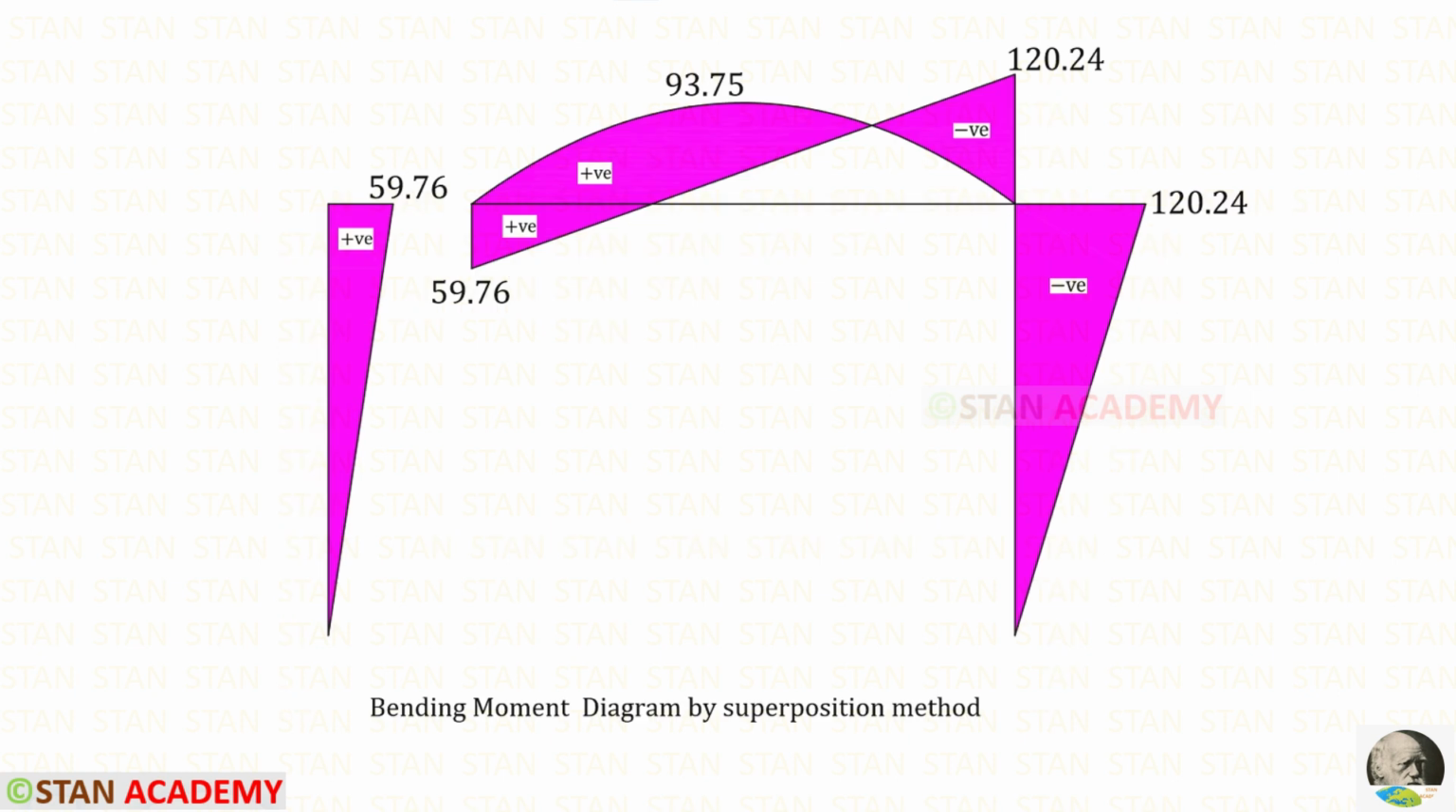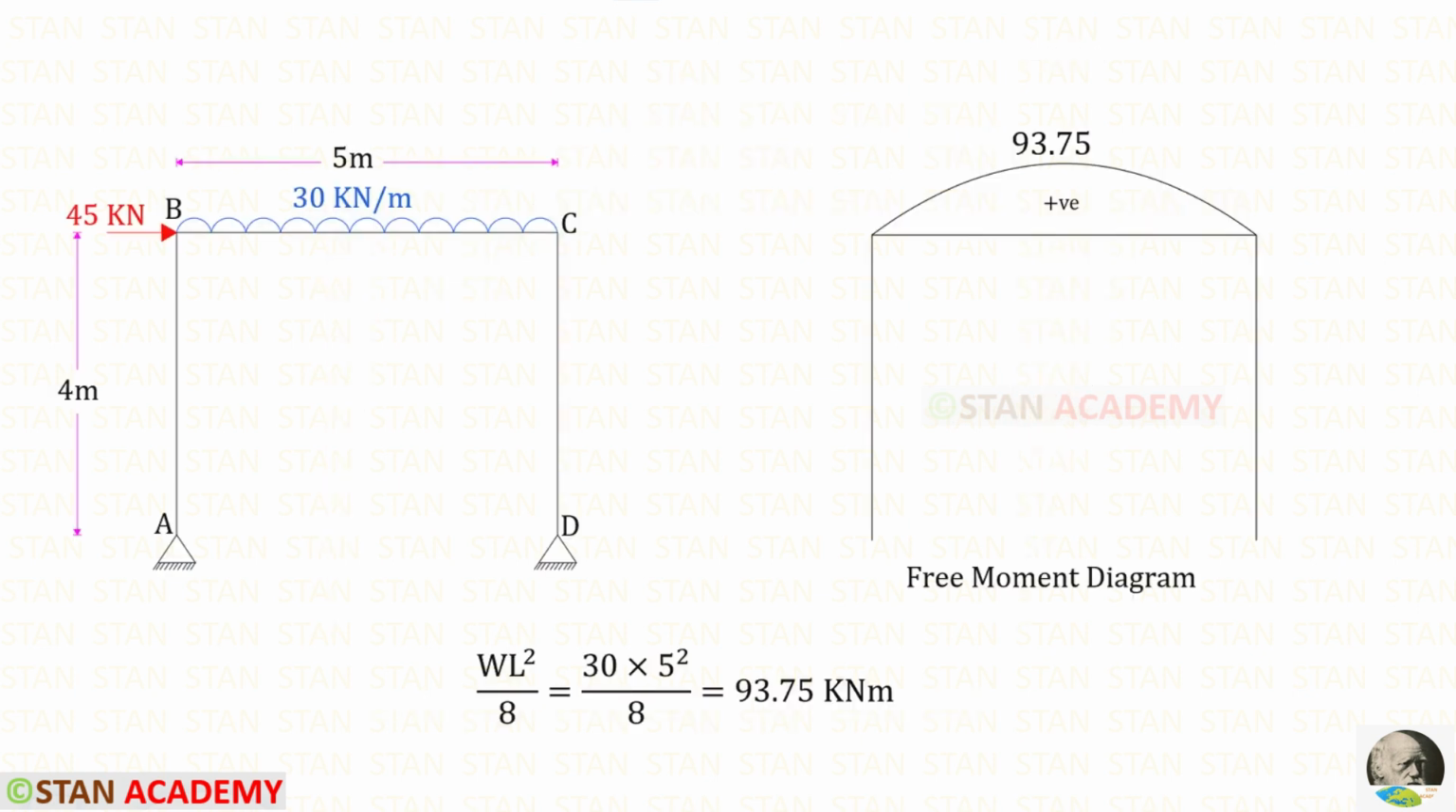Alternatively, we can easily draw the bending moment diagram by the superposition method. For that, first we need to draw the free moment diagram. In the beam BC, we have a uniformly distributed load of 30 kN per meter. Using this formula, we can find the moment and we can draw this diagram, which is in the shape of a parabola. We should not consider the nodal point load 45 kN.